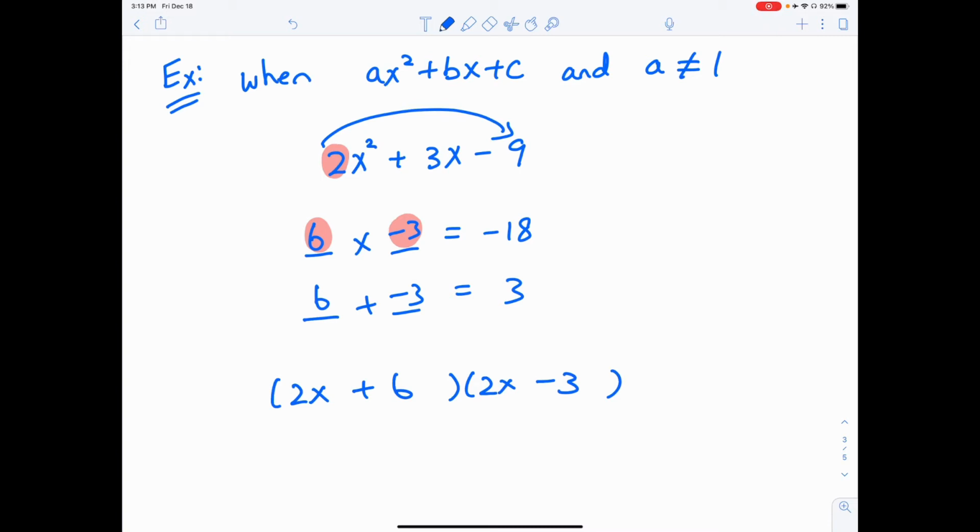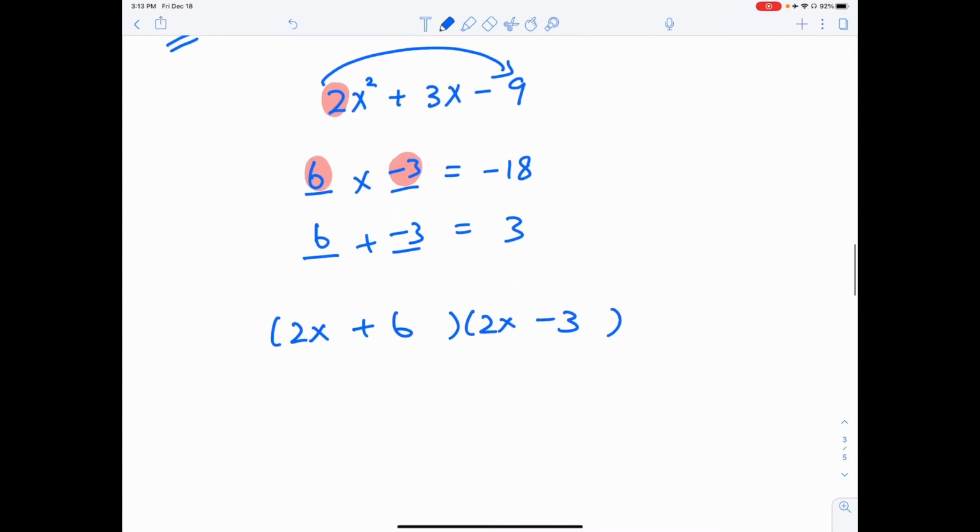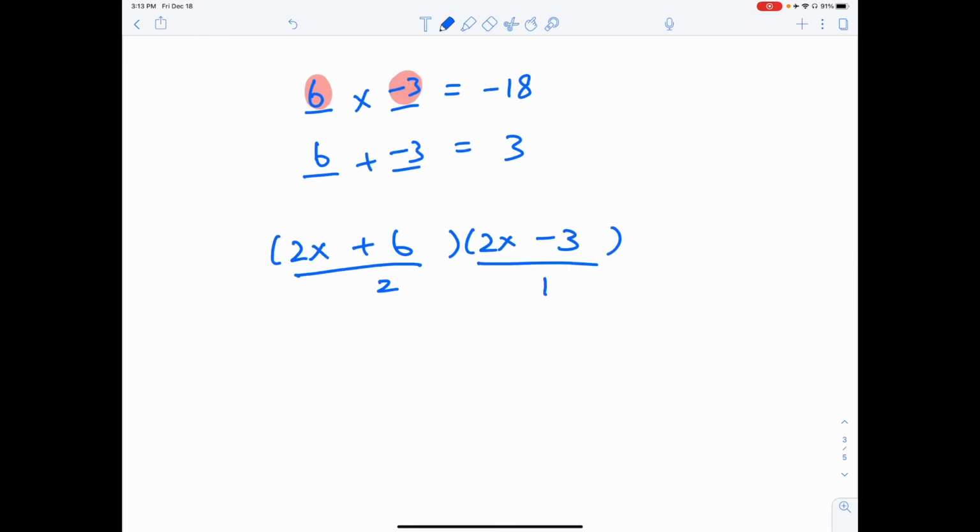Now, the last step that you need to do is, when you take a look at both brackets, you take a look at the first pair and you see, is there a lowest common factor that they're both divisible by? And we see that 2 and 6, we can divide both by 2. And between 2 and 3, the lowest common factor is just going to be 1. So then you reduce each one, and that will turn into your final answer.